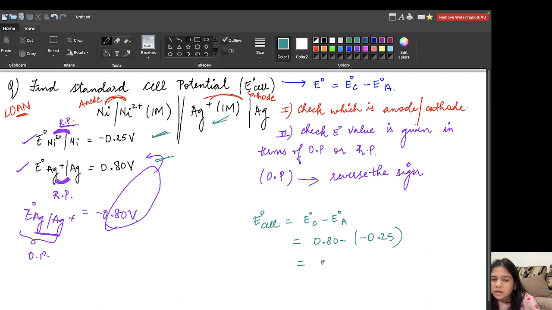Minus and minus will become plus. 0.80 plus 0.25. This one will be 1.05 volt. Don't forget the units. So E naught of cell, the standard cell potential of the cell, is 1.05 volt.